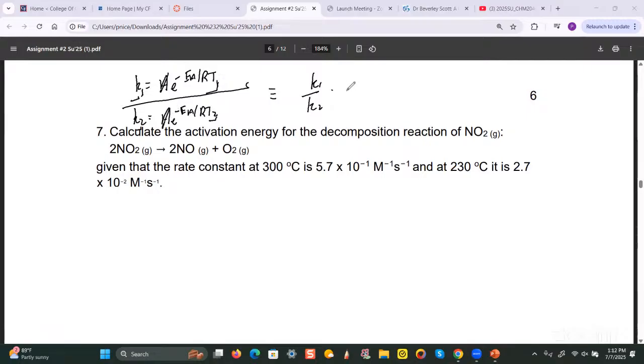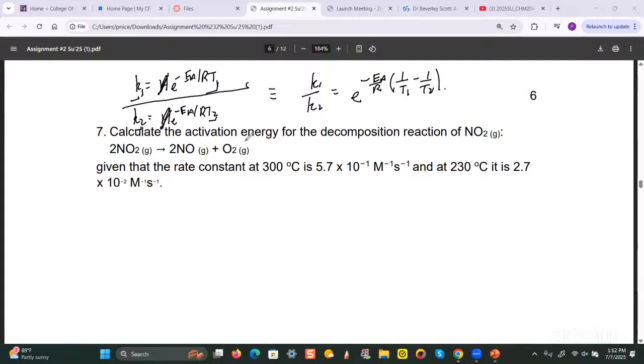And you're going to get, as a result, e to the minus Ea over R times 1 over T1 minus 1 over T2. All right? So basically, we don't need A because A will cancel out here and here to get the relationship between k1, k2, T1, and T2. All right?